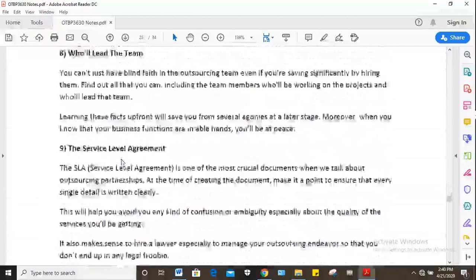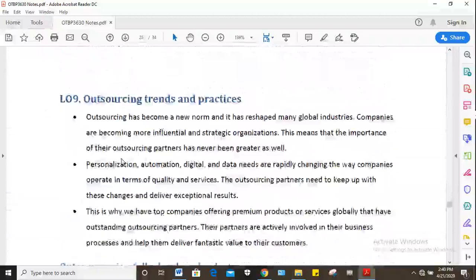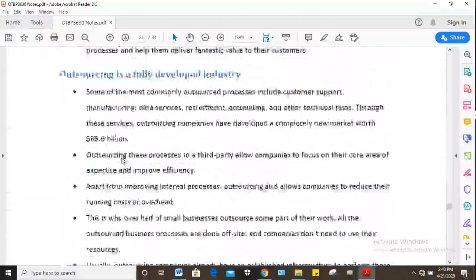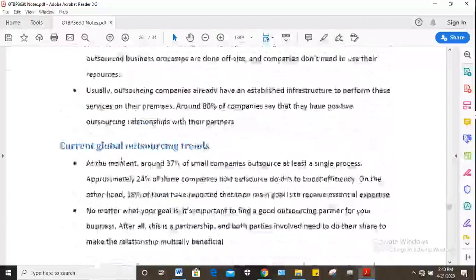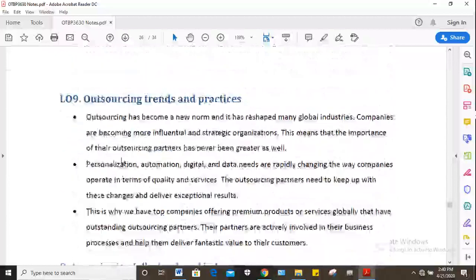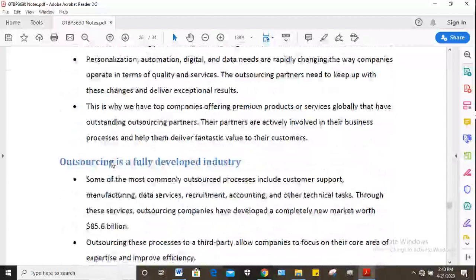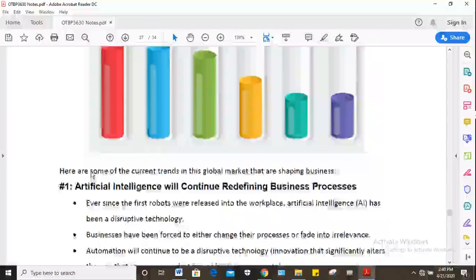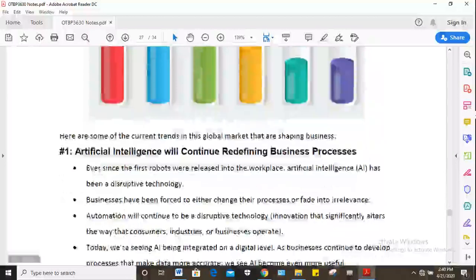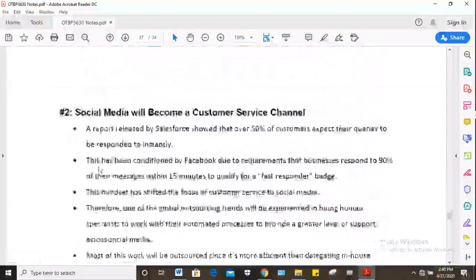Then we look at learning outcome 9, which talks about outsourcing trends and best practices. So it gives you an overview of what is happening globally in terms of outsourcing. What are the new developments? What are the changes? Then it gives you some trends that are going to shape the 2020 market in terms of outsourcing, and I need you guys to master this. There are about 10 of them.